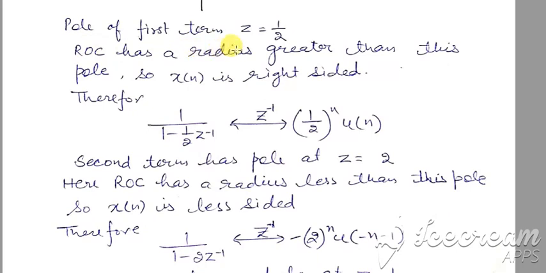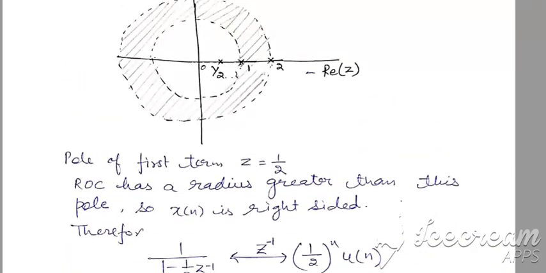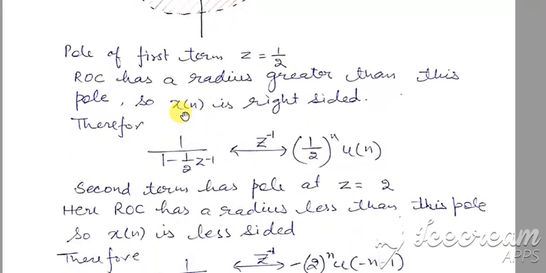So now we'll start the discussion from the first expression. Pole of the first term is equal to 1 by 2. So ROC has a radius greater than this pole, as we can see from the ROC that is given. So x(n) which we are going to obtain will be right sided. So inverse Z transform of 1 upon 1 minus 1 by 2 Z inverse will be (1 by 2) raised to the power n u(n).